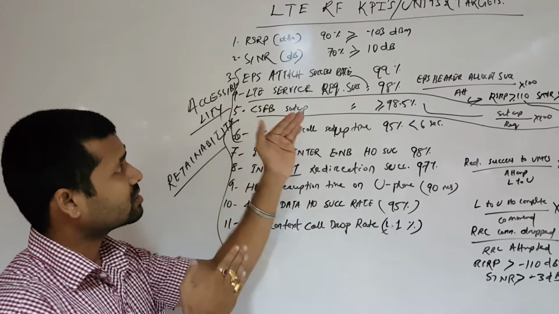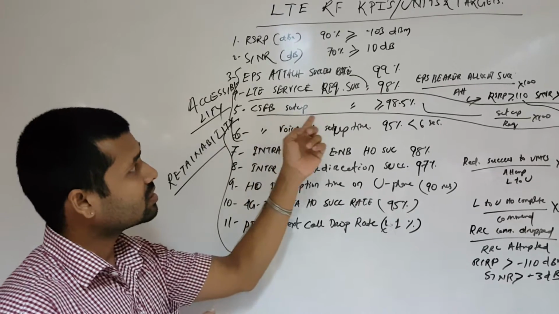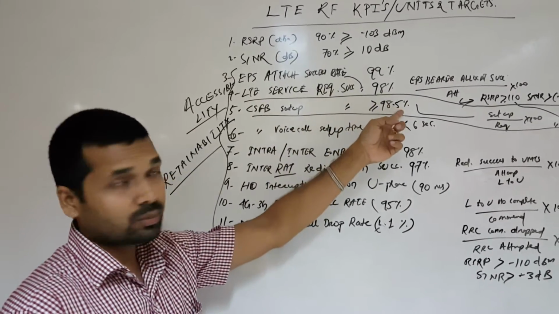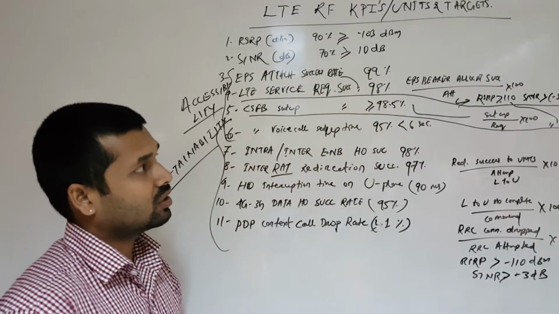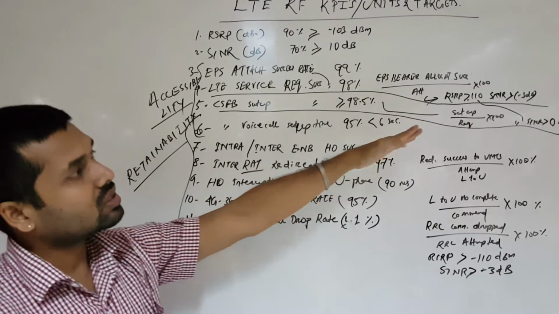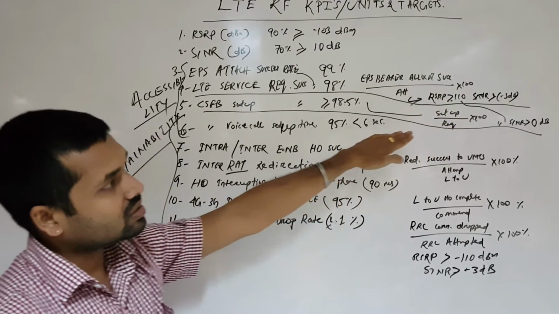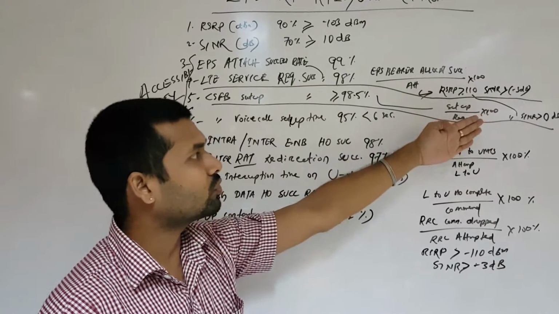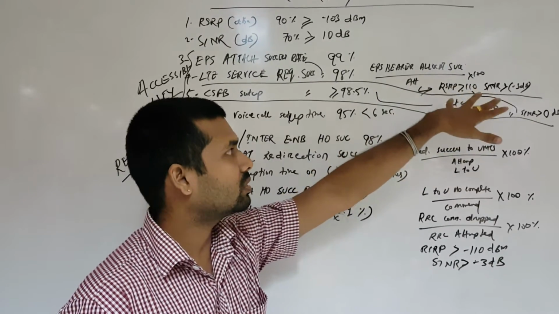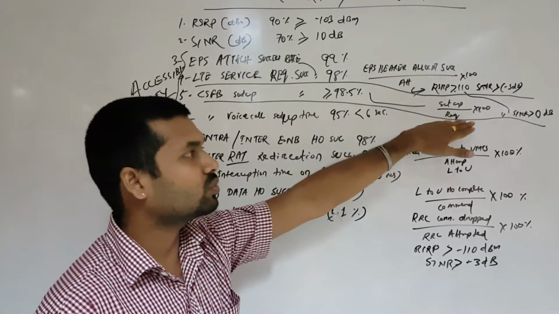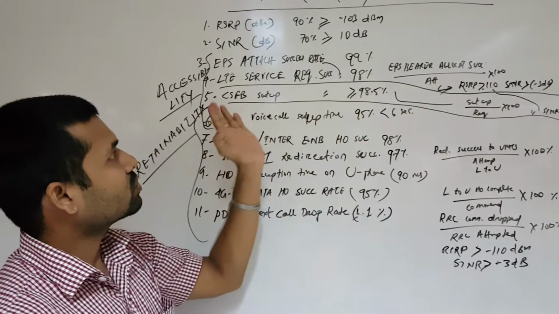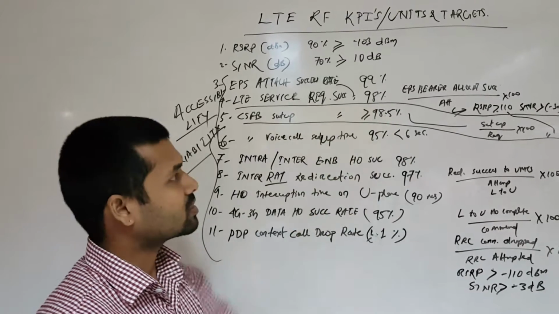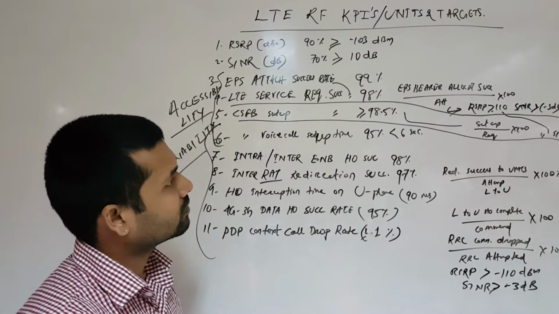Then the last accessibility KPI, the fifth one, CSFB call setup, should be greater than or equal to 98.5% at least. The formula is CSFB call setup attempts by CSFB call setup requests into 100%. I have done it shortly, that's why I am reading it out for you. So number of successful setups by number of requests into 100%. So CSFB setup should be greater than 98%. That is what we need to achieve.